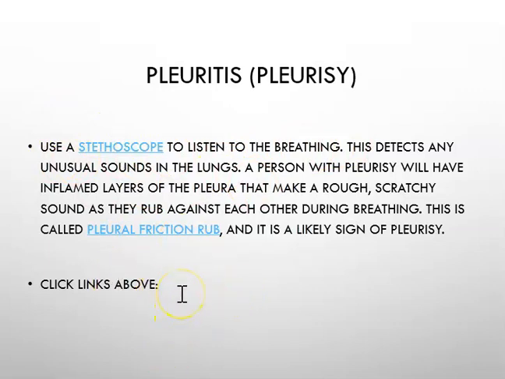And the sound, this has really resulted from an inflamed layer of the pleura. They're going to rub against each other every time the lungs expand, and then you're going to hear it when you auscultate. They can also have some pretty severe sharp pain with this, with inhalation, and that's called pleuritic chest pain.